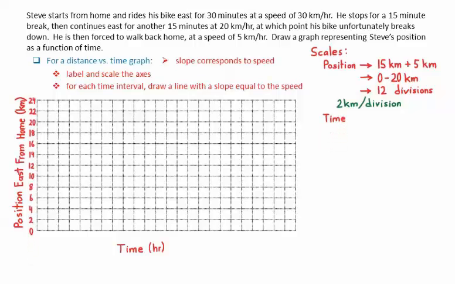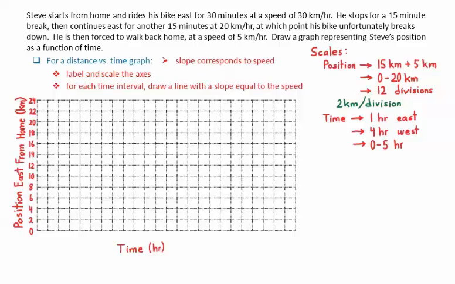For the independent variable, the time, Steve traveled 1 hour in an east direction. This corresponds to 30 minutes at 30 kilometers per hour, 15 minutes of rest, and another 15 minutes at 20 kilometers per hour. After his bike broke down, he had to walk home. During this time, he traveled 5 kilometers per hour and had to travel the full 20 kilometers. This would take 4 hours.